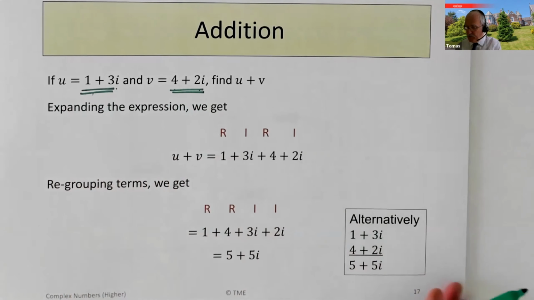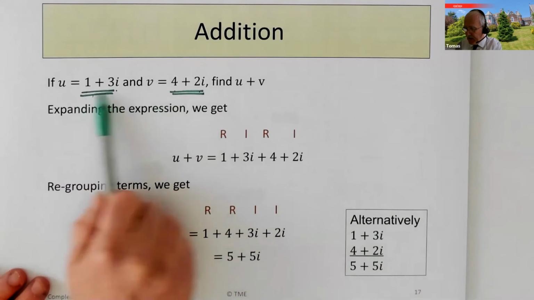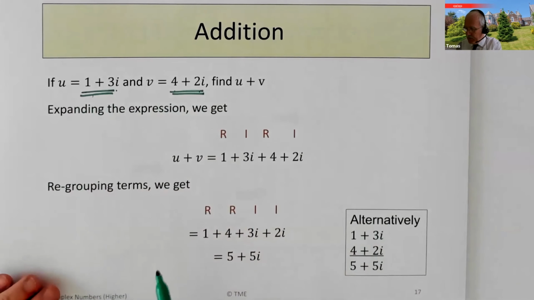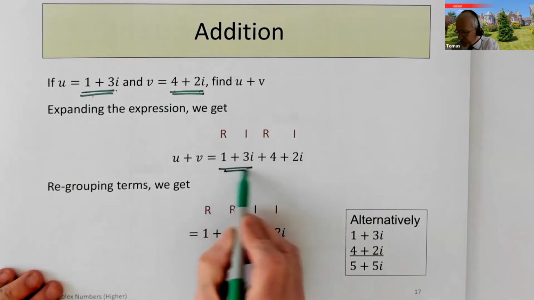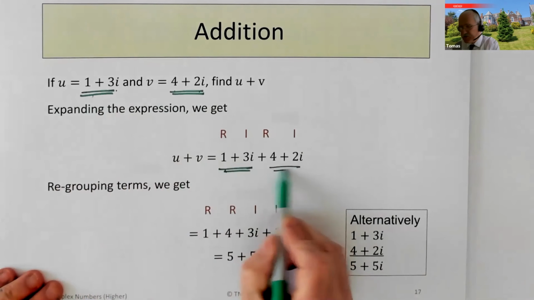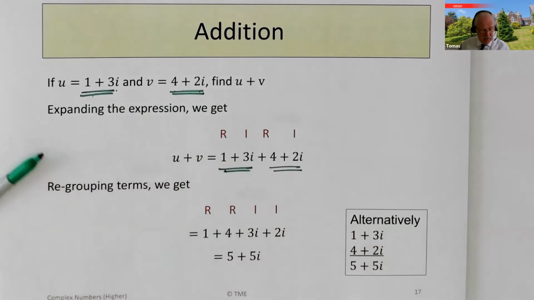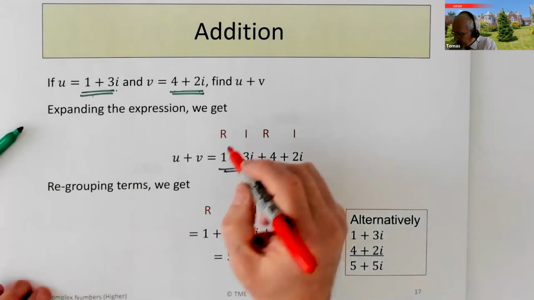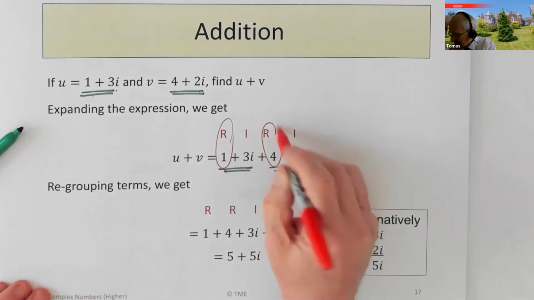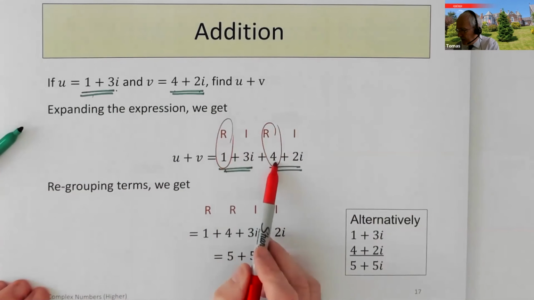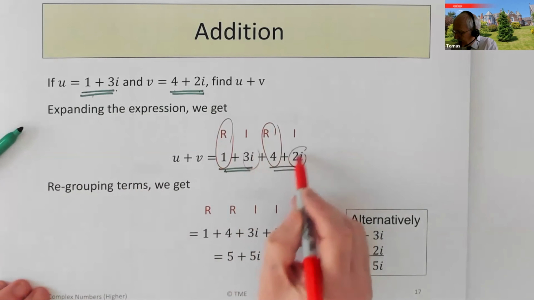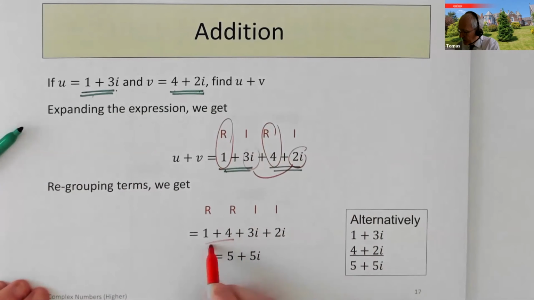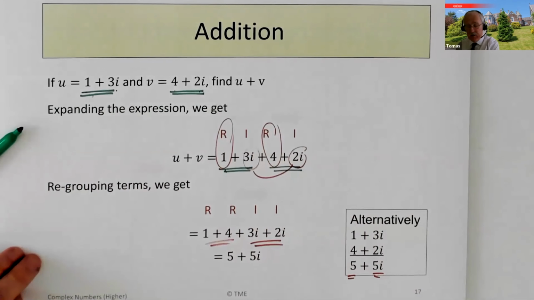How many have they got between them? Well, you'd add the apples together and you'd add the oranges together. So here we write it out. u plus v is 1 plus 3i and 4 plus 2i. But we link the two real parts together, and we've got 1 and 4, and we link the two imaginary parts together, the 3 and the 2. So 1 plus 4 gives us 5, and 3 plus 2 gives us 5. And that's how we do it.